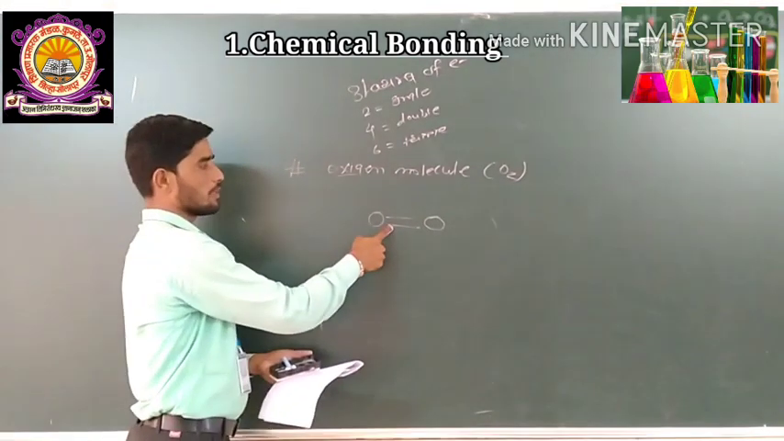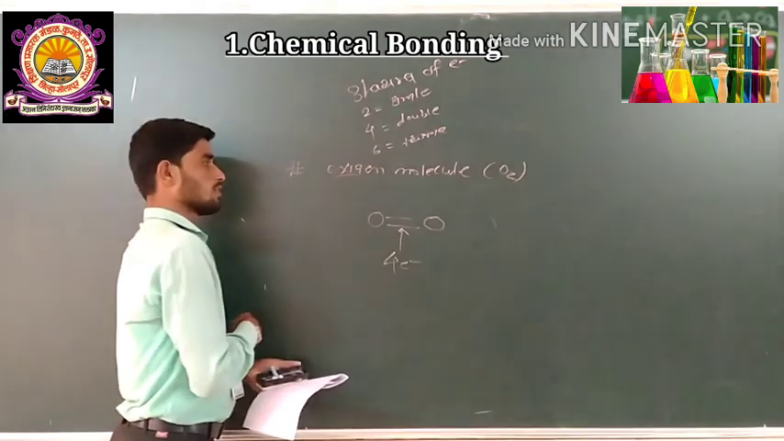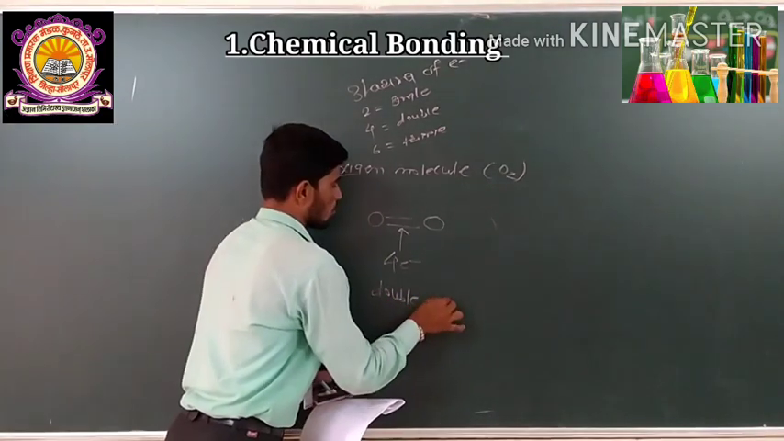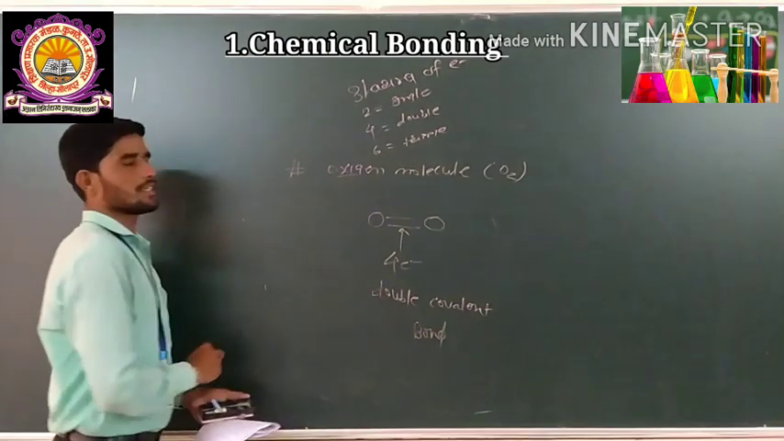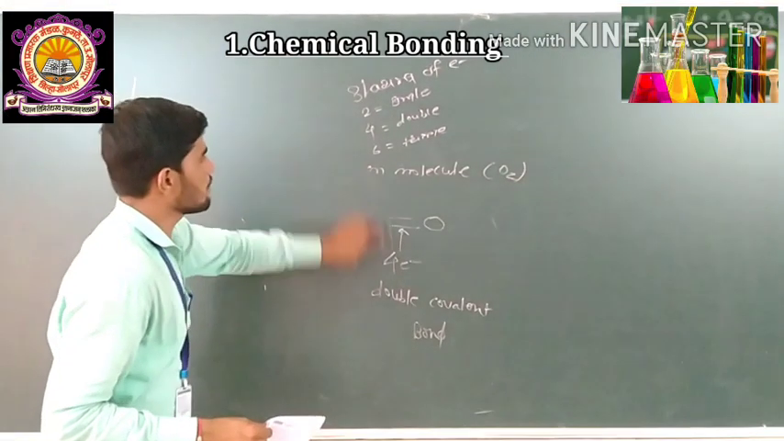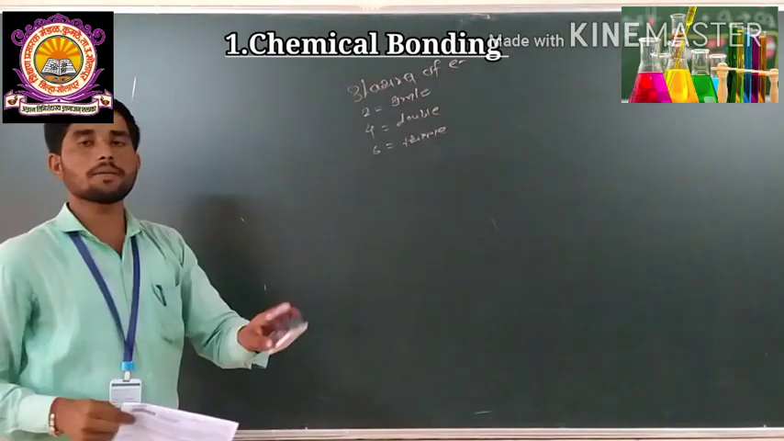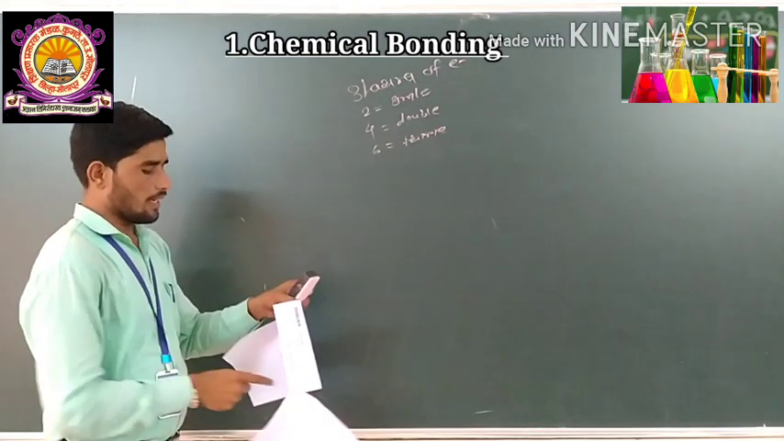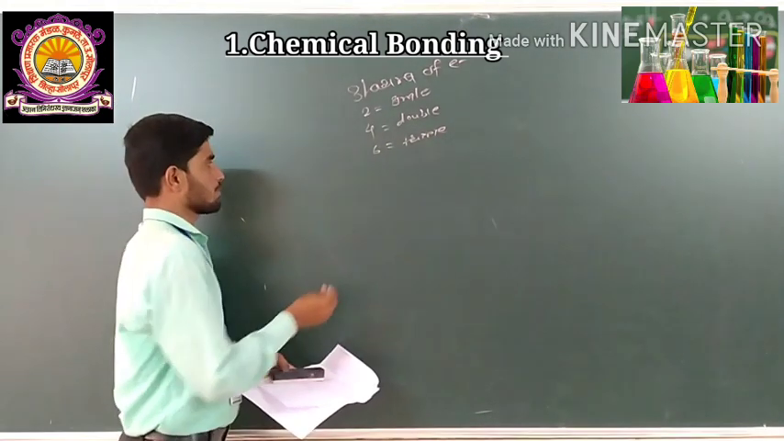This double bond is nothing but the presence of 4 electrons. Therefore, there will be a formation of a double covalent bond. So this is the best example of a double covalent bond. If there is a presence of 6 electrons in pairing, then there will be a formation of a triple covalent bond. We will see the example of the nitrogen molecule, and we will understand the concept.